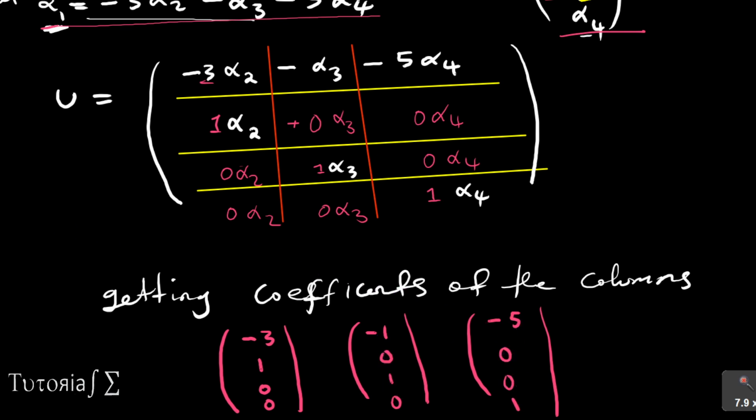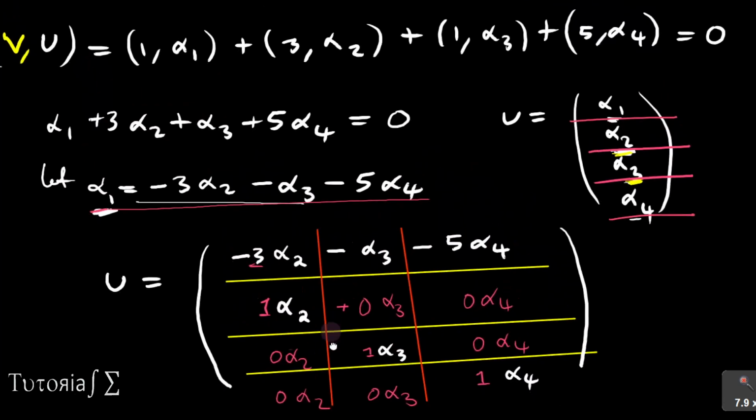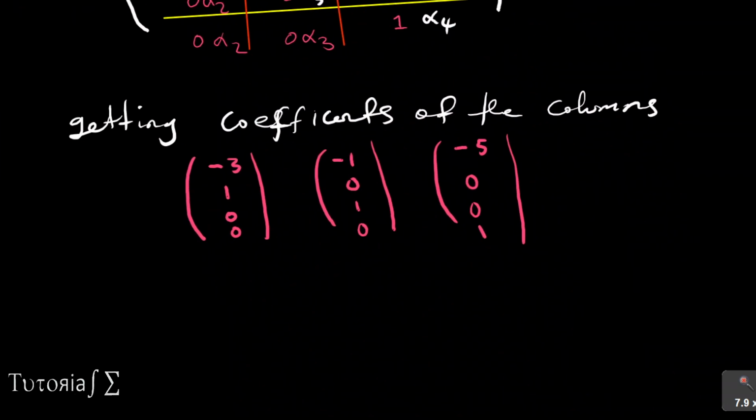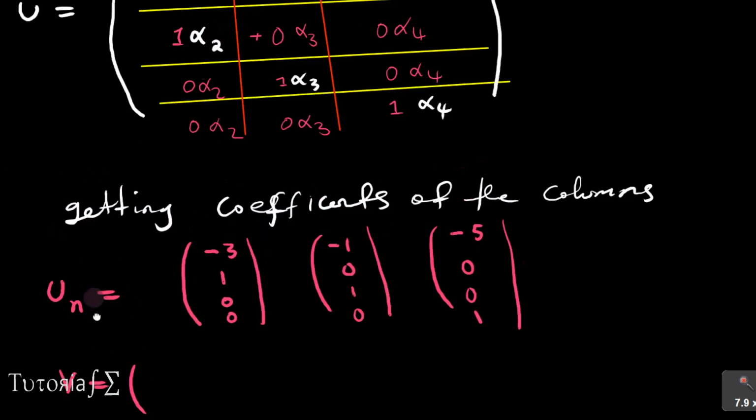So these are vectors that are orthogonal to V. So we can check it out. So remember, U_N are these vectors, which is this, and now we have the vector V, which was equal to, so the vector V was equal to what?